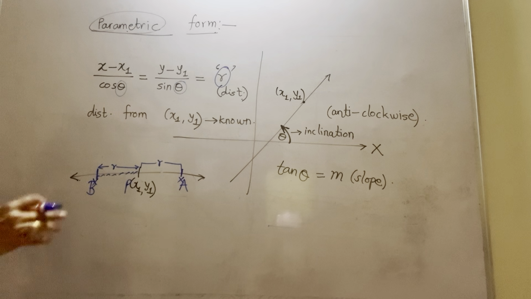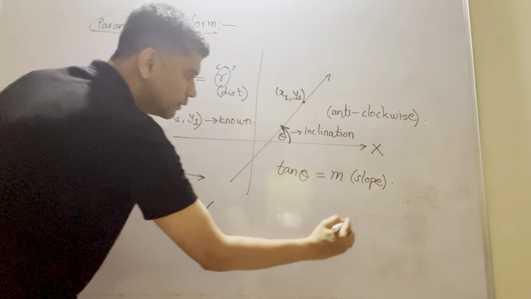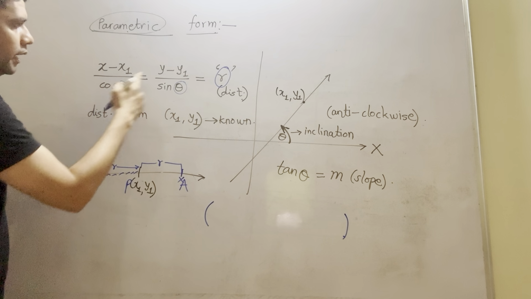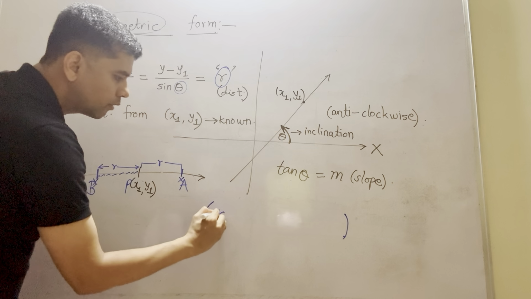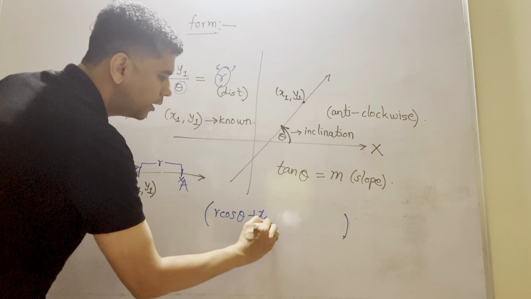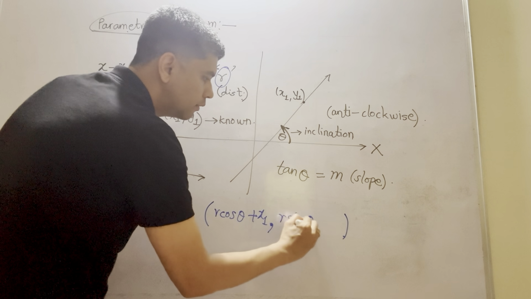Okay. So in particular, if you want, I can simplify this further and write that every point on this line can be written as r cos theta plus x1 comma r sin theta plus y1.